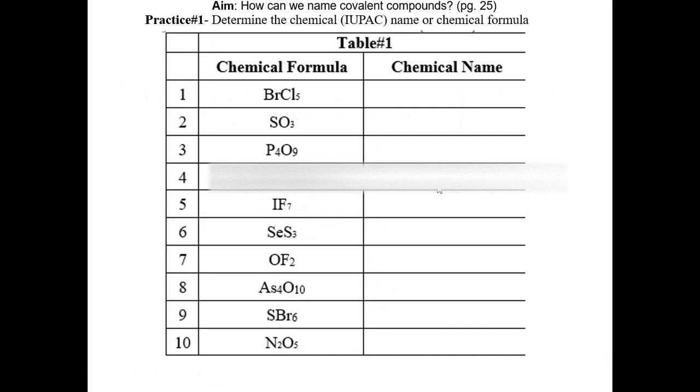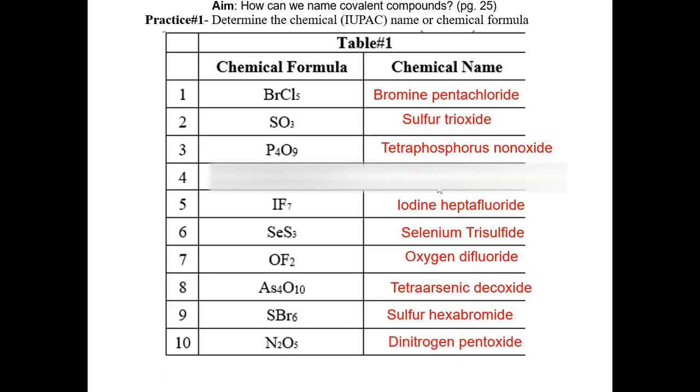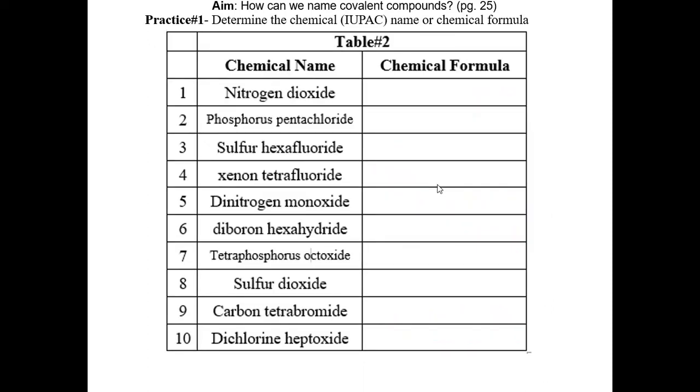For the first practice, I want you to write the chemical name given the chemical formula. Pause the video and resume once you complete it. Okay, so here's the answers. For the second table, I want you to write the chemical formula given the chemical name. Pause the video and resume once you complete it. Okay, so here are the answers.